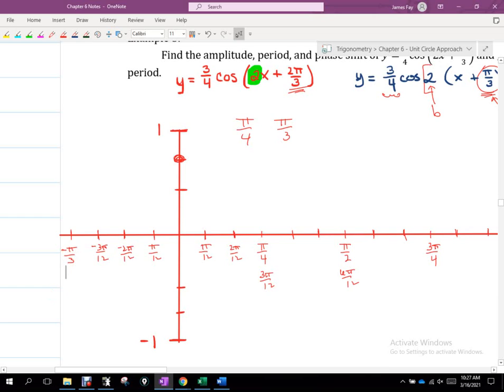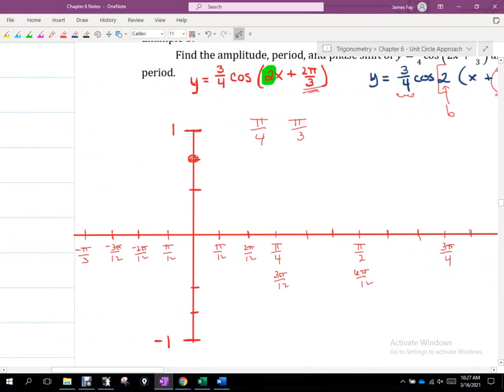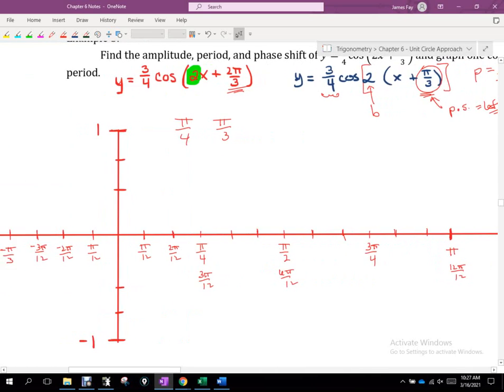And the reason I knew I had to go out to 4 pi over 12 over here is because aren't we moving it pi over 3 units to the left? So this point right here, which is located on the y-axis, needs to be moved a complete pi over 3 units that direction. Does that make sense? Okay. That, in my opinion, is the hardest thing.